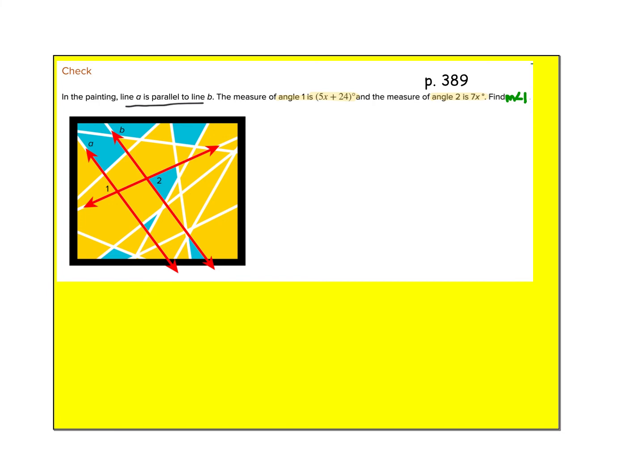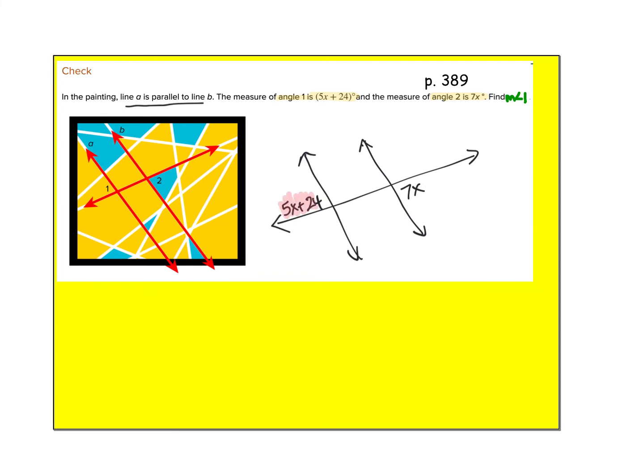So first thing that you might want to do is kind of up to you. It's hard for me to label it on the picture, so I'm just going to sort of redraw it here. Same exact picture. And instead of angle 1, I'm going to put 5x plus 24. And instead of angle 2, which is over here, I'm going to put 7x. All right, so now I'm going to kind of think, what type of angles are these? So I need to classify them first.